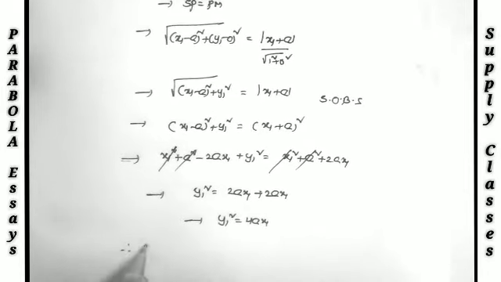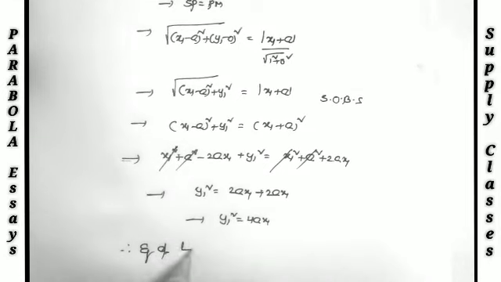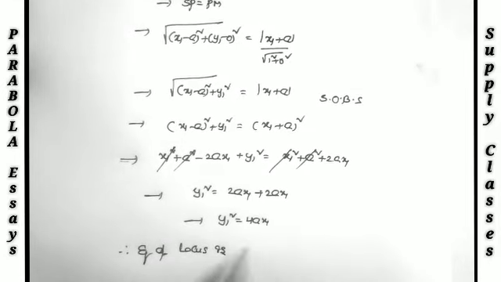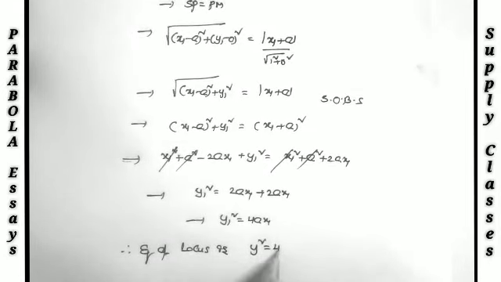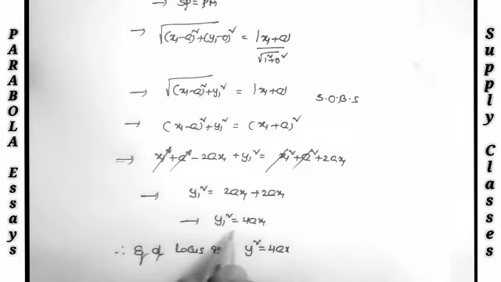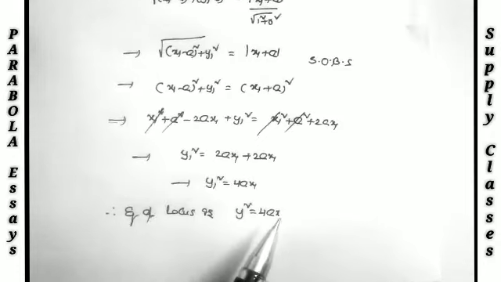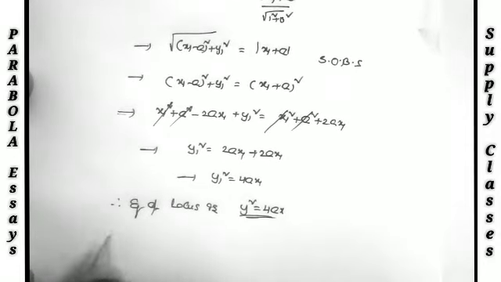Therefore the equation of the locus is y square is equal to 4ax. To get the equation of the locus, just remove the subscript 1 from x1, y1 in this equation, that is, replace the values x1, y1 as x, y. So this is the equation of the parabola.